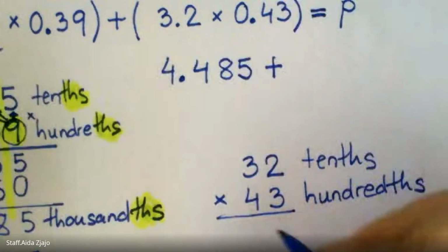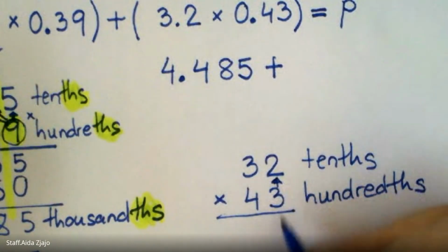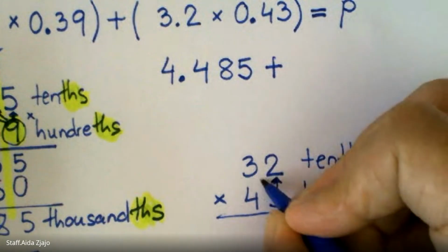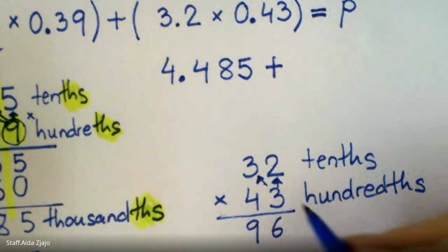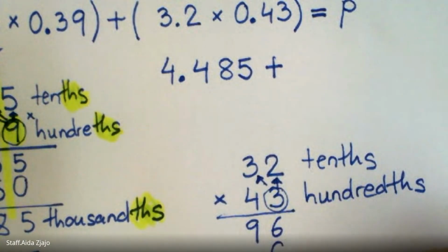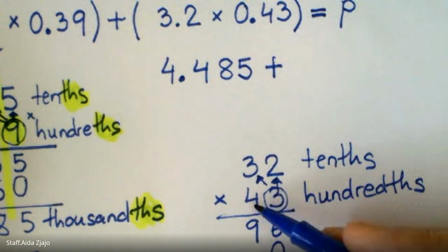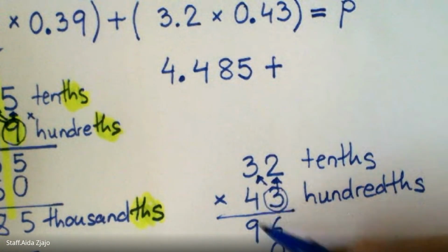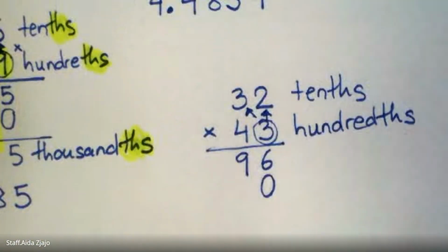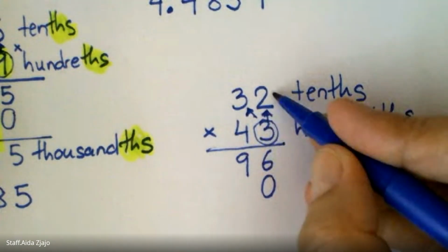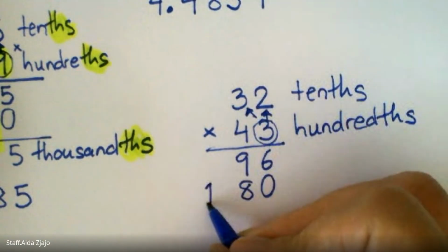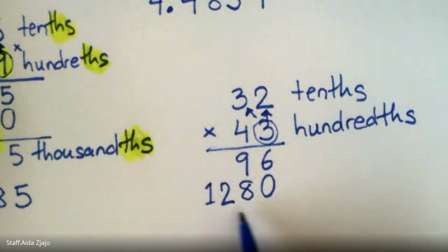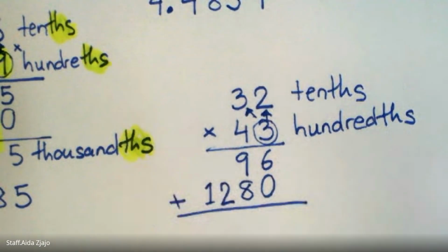So 2 times 3 is 6. 3 times 3 is 9. And then I'm done with ones, so a placeholder. This is 40. 40 represents 40. Oops, so, and then I will go 4 times 2 is 8. 4 times 3 is 12.